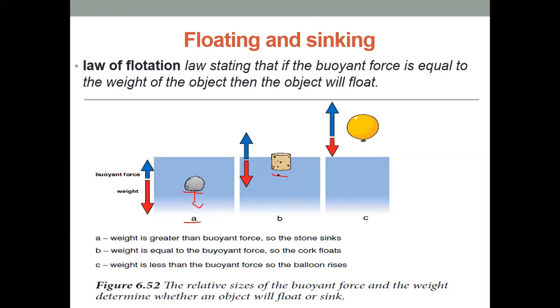Here, the density of water and the density of the object are equal, so the buoyant force is equal for B. That's why it's going to float in the middle. And here, the density of water is greater than the density of the object. That's why the object will just stay at the top.